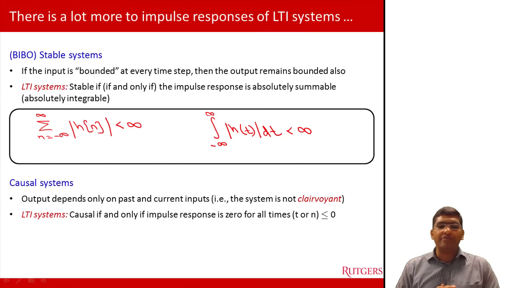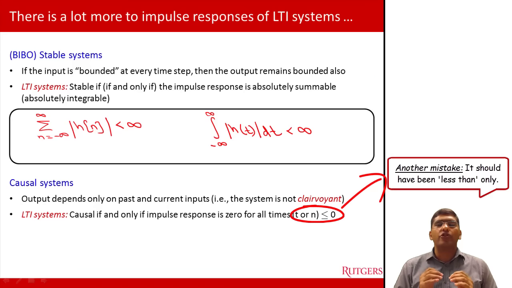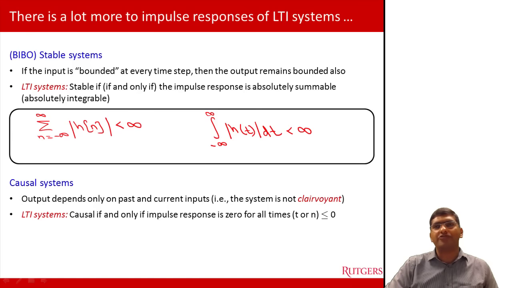Now, LTI systems are causal if and only if the impulse response is 0 for all times t or n less than 0. In general, whether a system is causal or not, figuring that out is really hard. But if it's an LTI system, then all you have to look at is whether the impulse response starts before t or n equal to 0 or not.